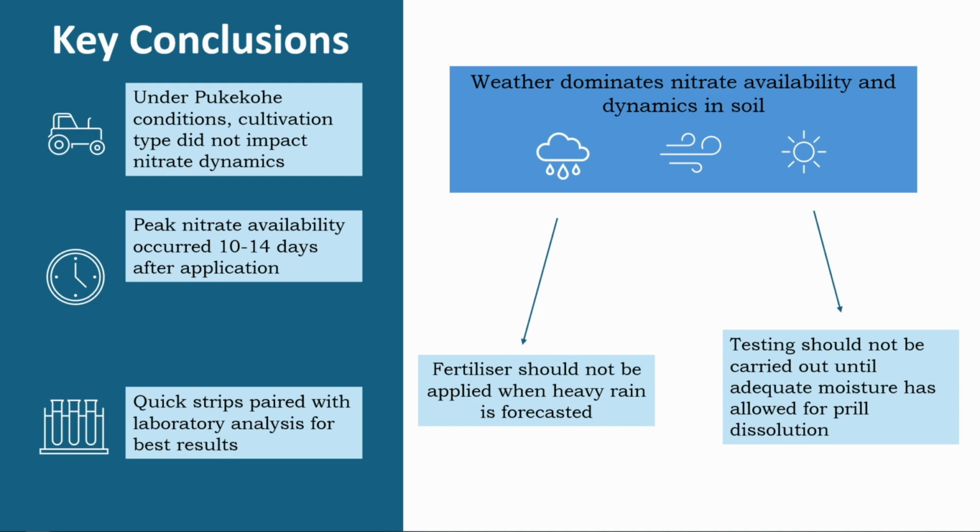Then a sort of overriding takeaway, whether soil is that nitrogen is so mobile, and the processes are also highly climate dependent. So 2 takeaways from weather: you should not apply your fertilizer if you've got heavy rain forecast, or the first application will be bleached away. And the flip side, you should wait until there's adequate rain for the prills to dissolve, or else you're going to get variable results, as we saw.